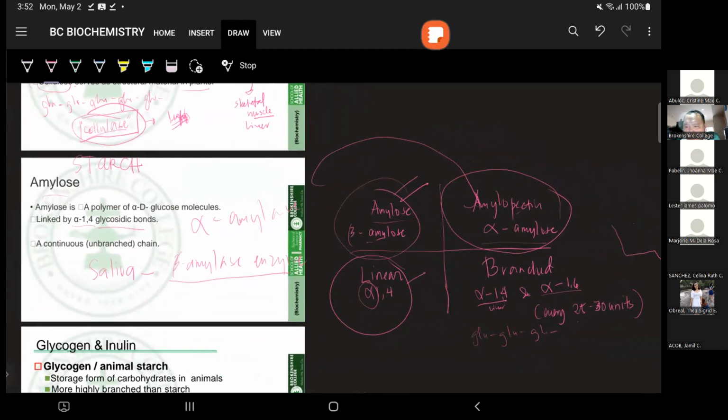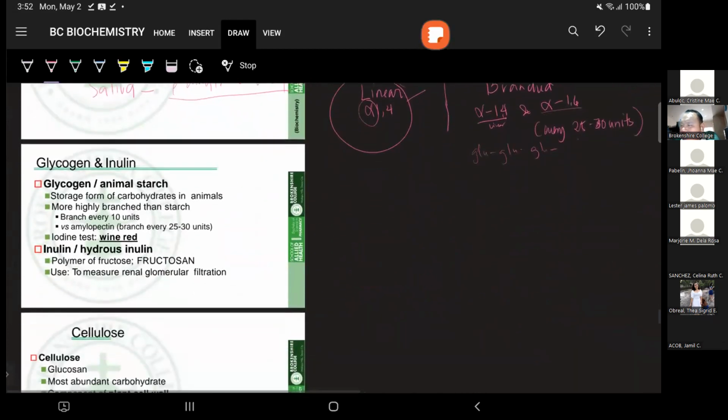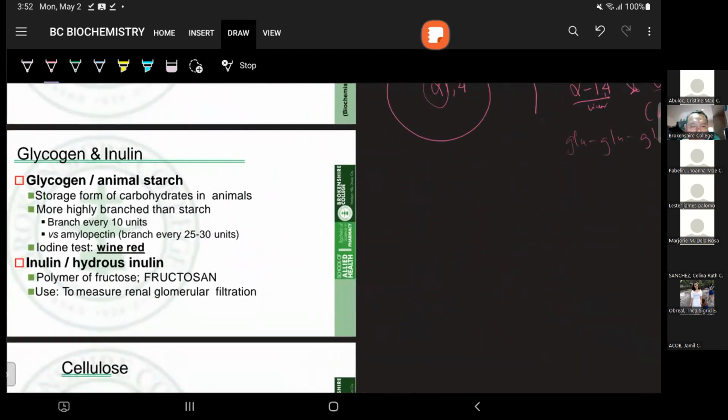Now let's proceed to glycogen and inulin. Glycogen, of course, is very important as a storage form of glucose in humans. It is the storage form of carbohydrates in animals, which is more highly branched than starch. It branches every 10 units.